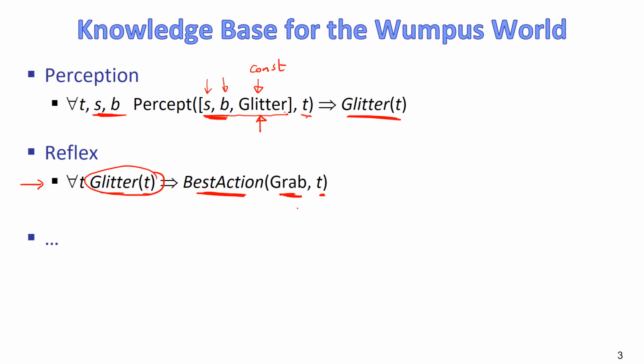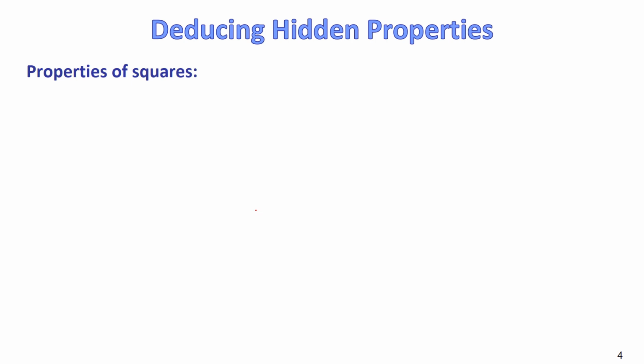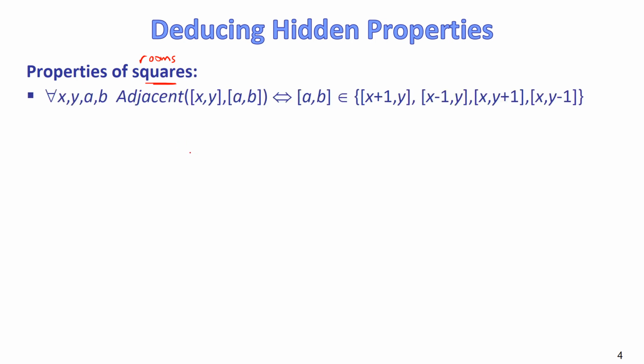Okay, so this is another example of expressing rules in the Wumpus world. Now let's move on to other types of rules and talk about the properties of squares or rooms. Remember in the Wumpus world, we also call the squares rooms. So here I want to define what room is adjacent to another room. What do you mean by adjacent rooms?